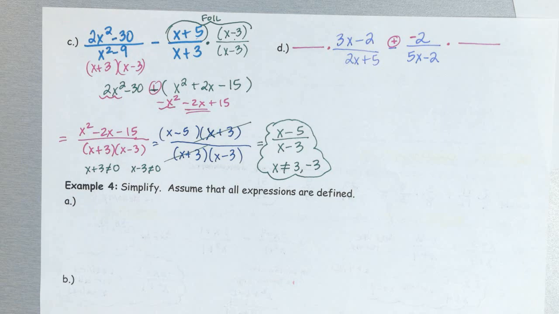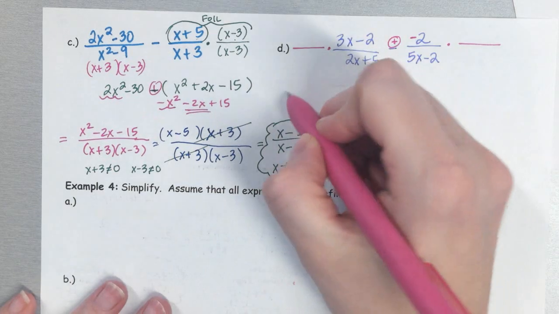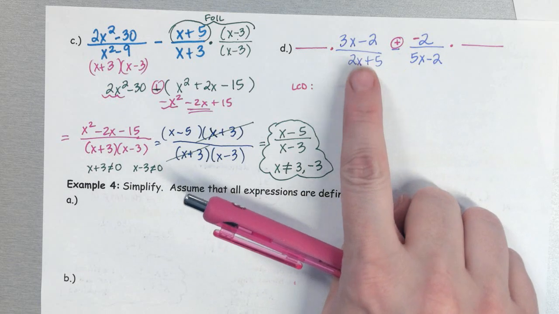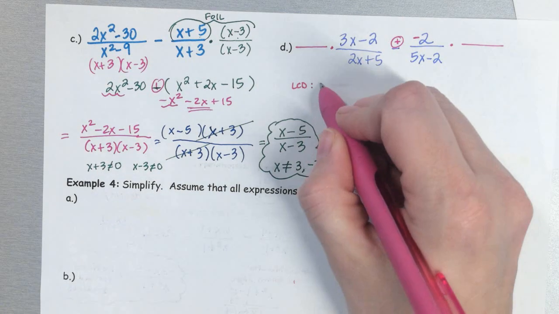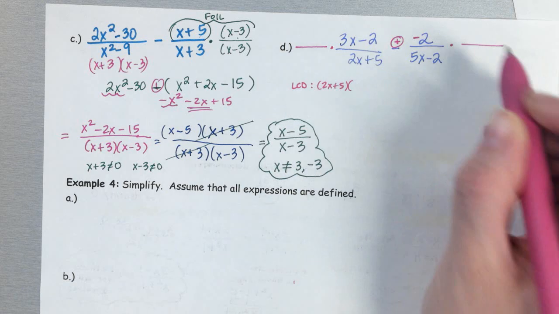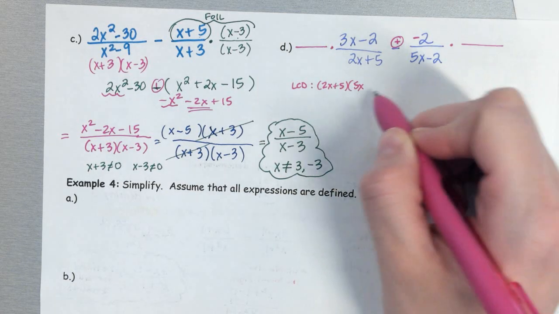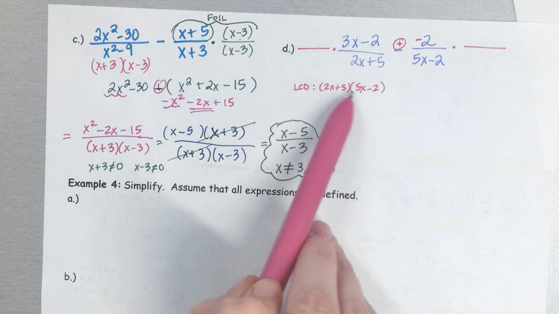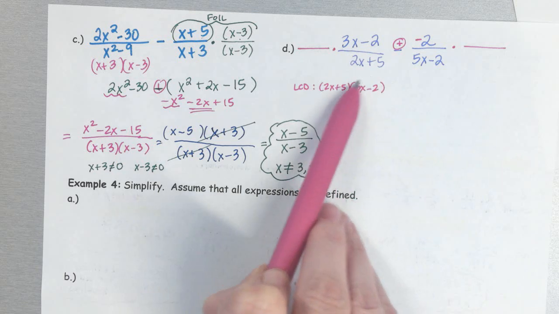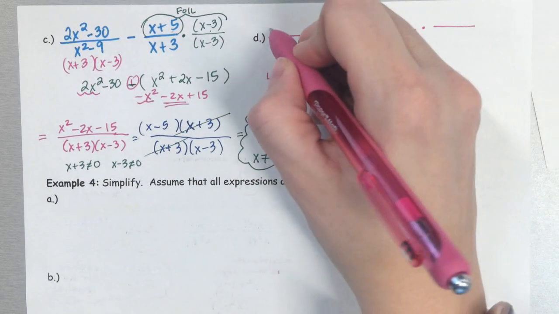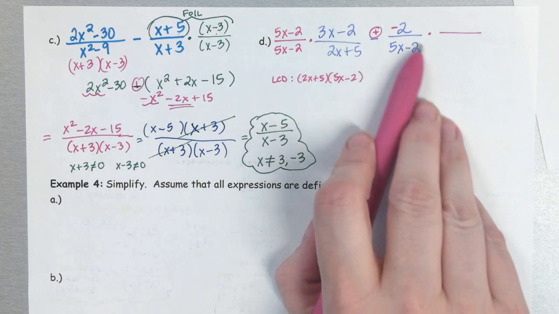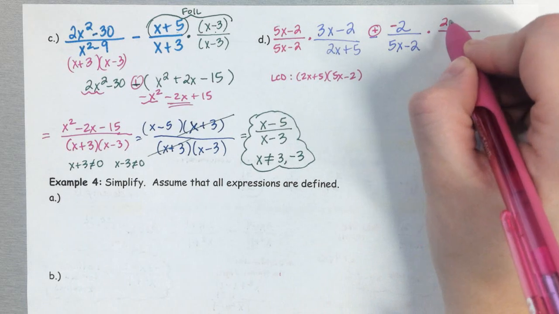So you know how to find your LCD? So these are the factors. So one without x, it'll be a factor. So it'll be 2x plus 5 multiplied by the 5x minus 2. So then this is missing this one, right? So we multiply by that. But then this one is missing this. So we multiply by that.